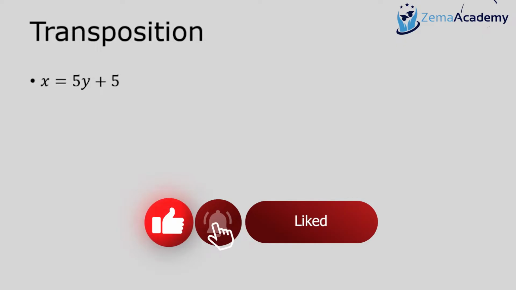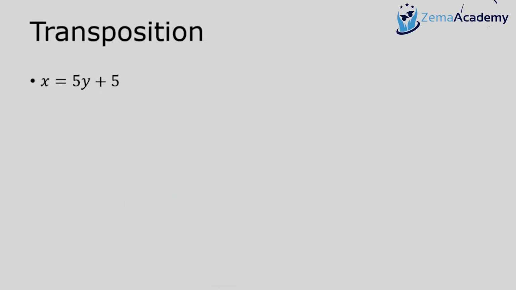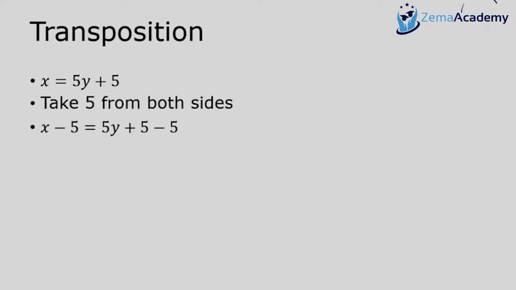So here's a simple example. I've got the equation x equals 5y plus 5. If I want to get y by itself, I want to do what's called solving for y. I want to solve for y and get y by itself. Firstly, I'm going to take 5 from both sides. So x minus 5 on the left, 5y plus 5 minus 5 on the right. We can then get rid of those 5s on the right-hand side here. Plus 5 minus 5, and that gives us x minus 5 equals 5y.